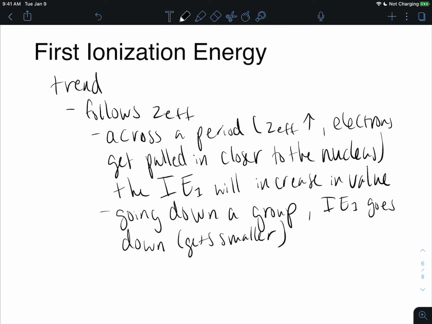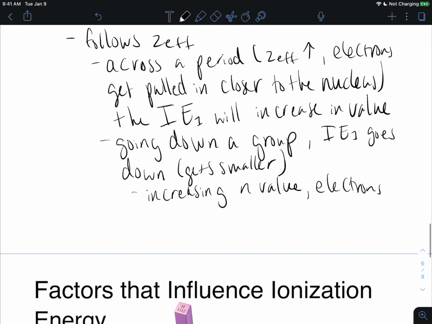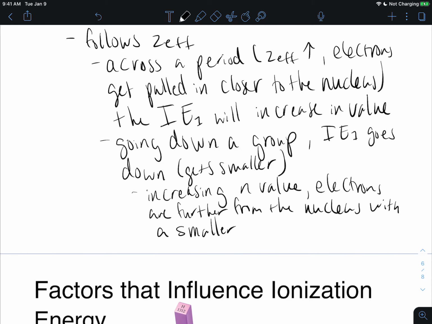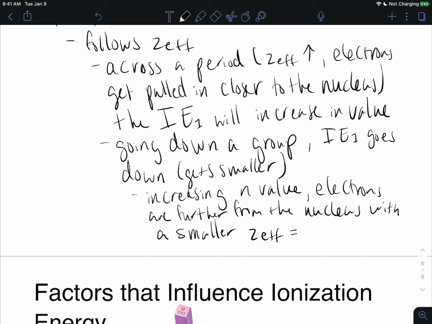Okay. Now, some notes on this next one: we are getting our electrons further and further away from the nucleus because we're increasing our n value. Increasing n value. Electrons are further from the nucleus. With a smaller Z effective, easier to remove.